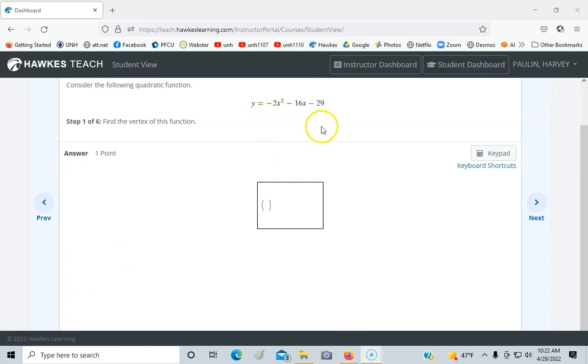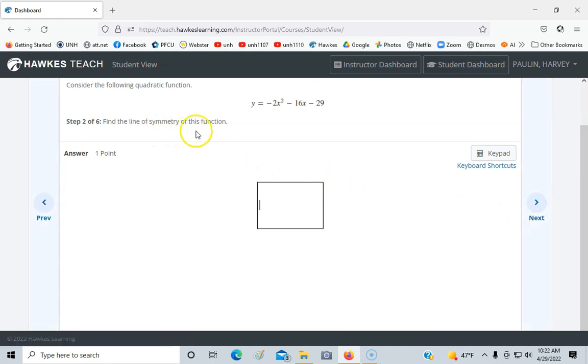So after figuring out what that ordered pair would be, it's a -4. I have the parentheses there already. I have to put a comma in. And then I got a +3. So this is the vertex, and it was just putting in that ordered pair using parentheses.